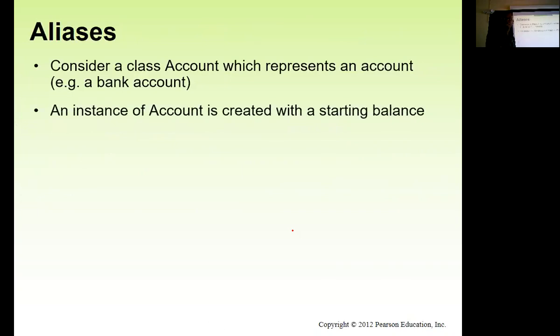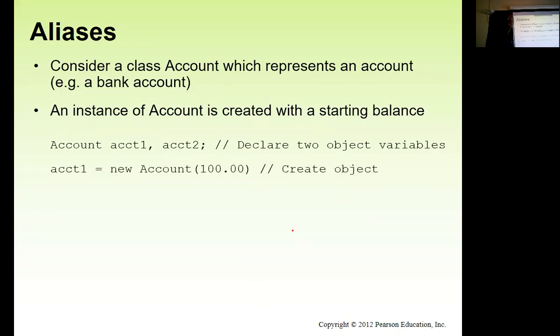So here's an example of aliases. Consider a class Account which represents an account. Two instances are created, right? Two object variables are created, and then we instantiate one, right? acct1 equals new Account, and we pass in 100. Remember, one of the constructors that we had last week, taking the initial balance, right? So building on that, now we have our constructor, which has been invoked, and we have created an instance here, which now has some value in it, because we have now used new to instantiate acct1, right?